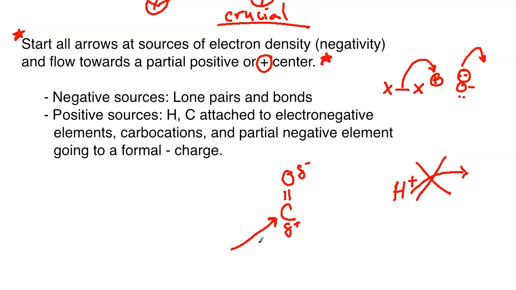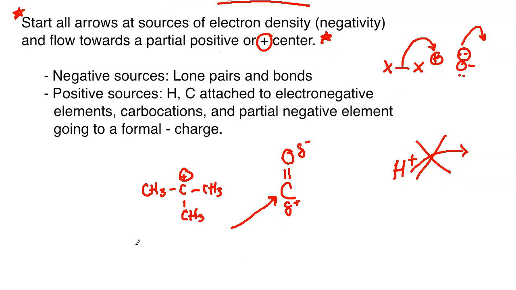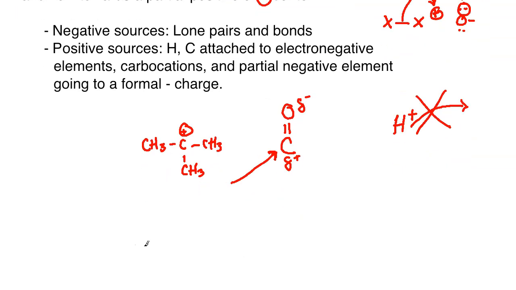All right. And then you also have formal carbocations. So maybe we have something like a tertiary carbocation. That is another example of something that could accept electrons. It's looking, remember, positive means lack of electrons. It's looking for electrons.